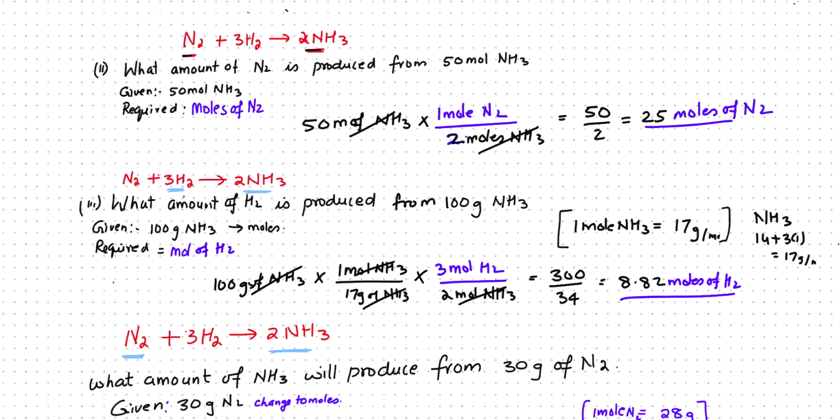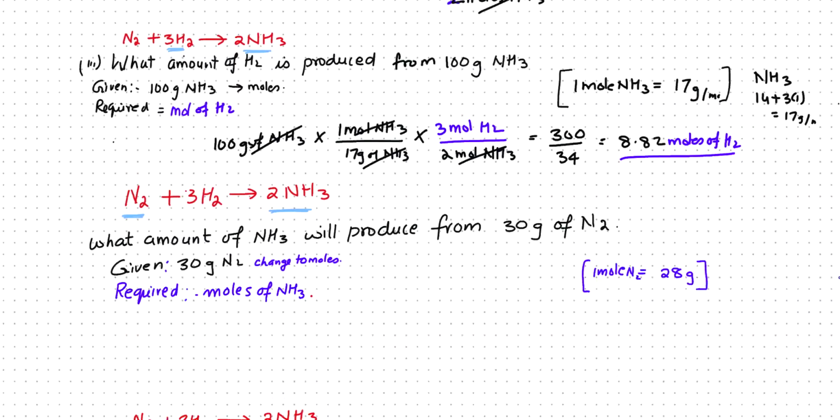So whatever we have to find, we write at the top. So we have to find moles of hydrogen. So first we write 3 moles of hydrogen upon 2 moles of ammonia. So like this, the units get cancelled, moles of ammonia, and the final answer we get is in moles of hydrogen. Okay, so next question.